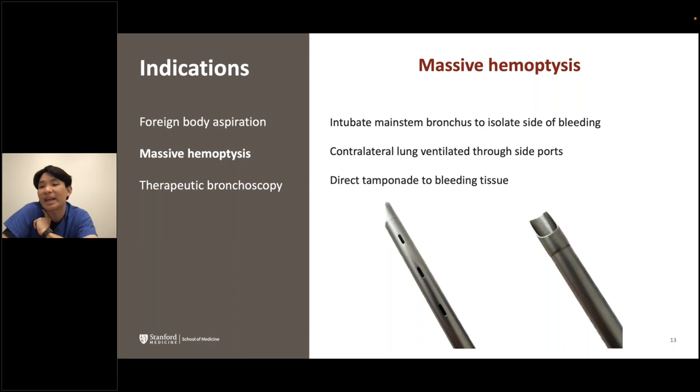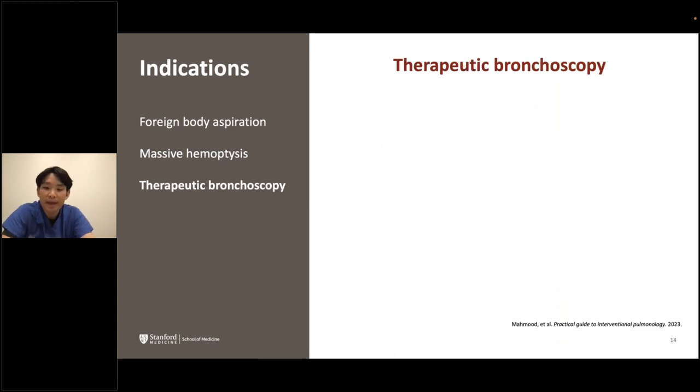So I think to say that the first indication to deal with massive hemoptysis would be rigid bronchoscope is a little bit of a stretch, but it does work great when we are doing a case with rigid bronchoscope or when we're anticipating a possible massive hemoptysis or bleeding from, let's say, for example, tumor debulking, then it's a great tool to have when we're doing the procedure.